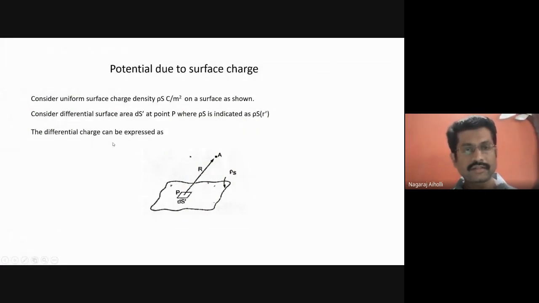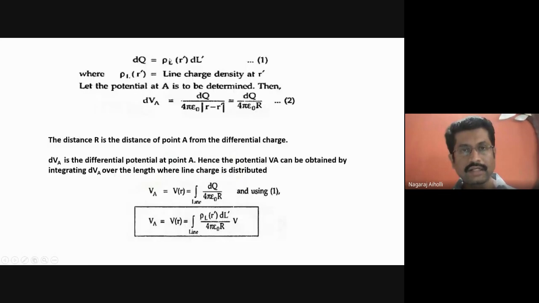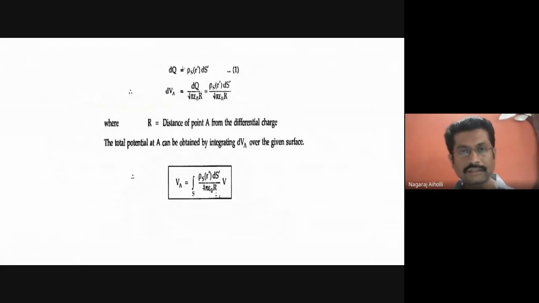Next, the differential charge can be written as dq is equal to rho s into r dash into ds dash. For line charge, we wrote dq is equal to rho l into r dash into dl dash. It is only rho l into dl, but here we take rho l into r dash because we have to take it with respect to the origin. Here it is rho s into r dash for surface charge, where ds dash is the small area, because it is a surface charge per unit area, that is dq by ds. Therefore, dq is equal to rho s r dash into ds dash.